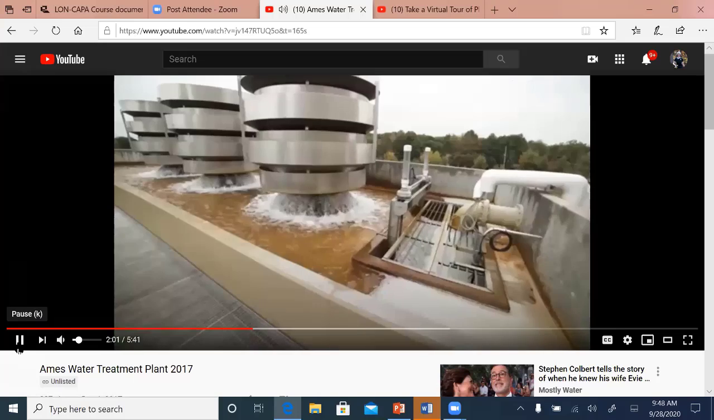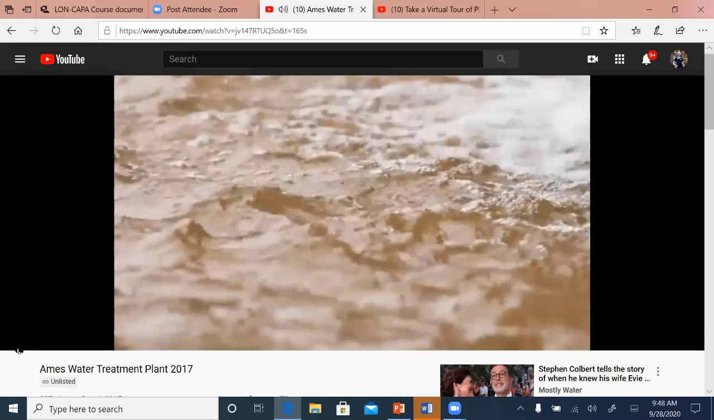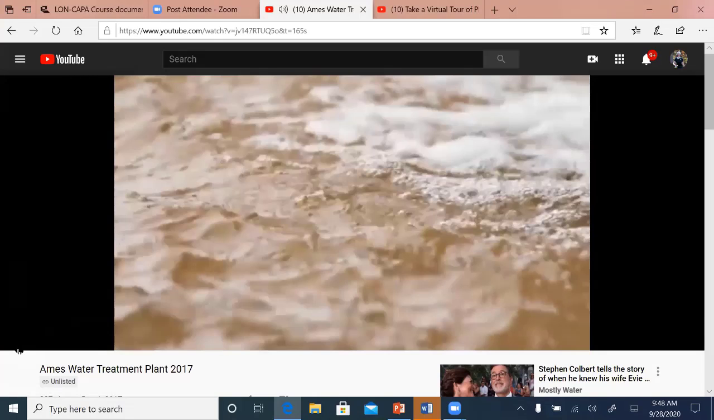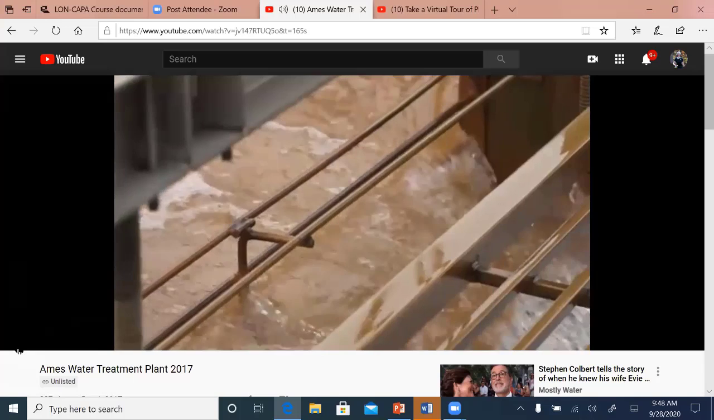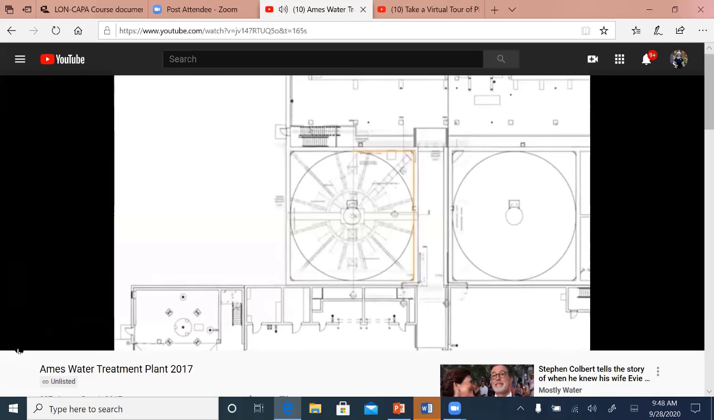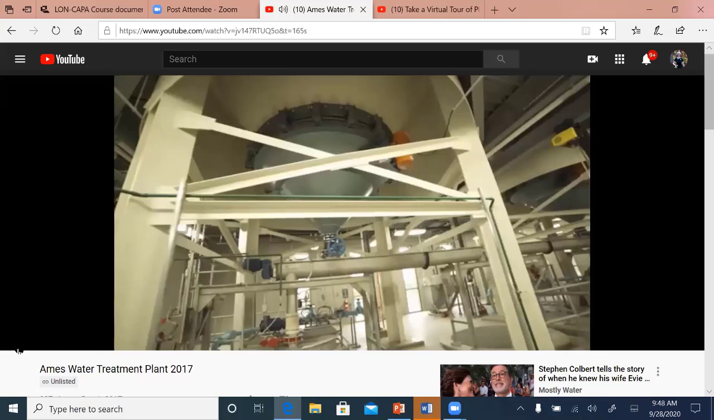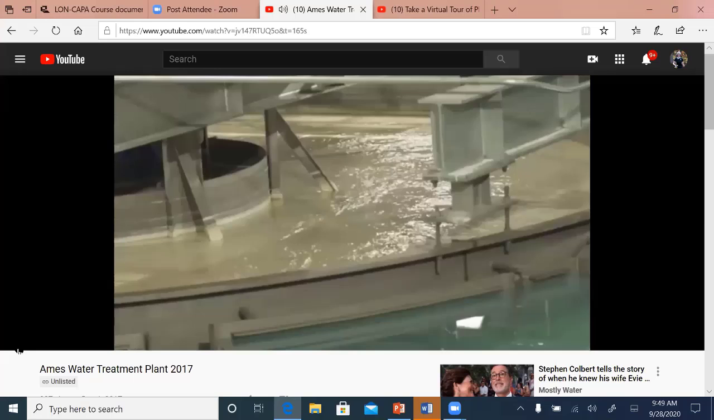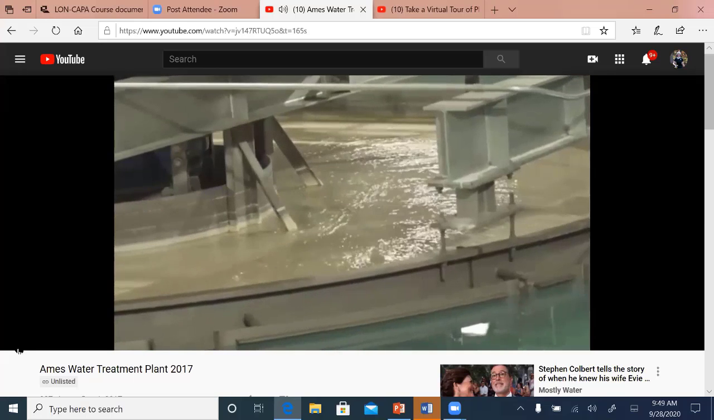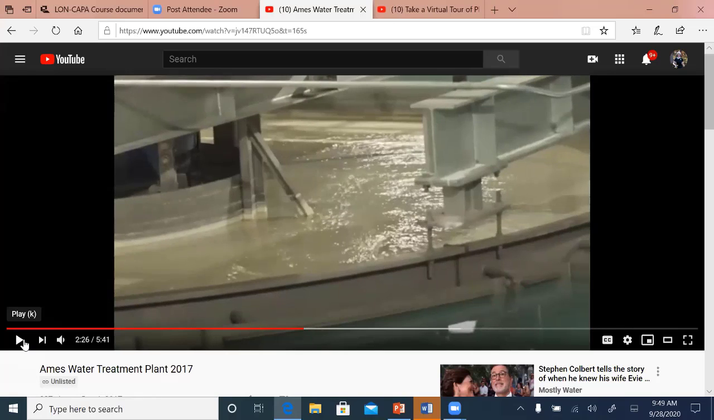Aeration combines the water with oxygen to help iron precipitate out, and it also releases hydrogen sulfide and carbon dioxide gas. The water then proceeds on to the solid contact unit, and this is where the actual softening of the process happens. And the lime is the chemical that actually helps remove calcium and magnesium as it's stirred together with the water. The water then moves on to an upflow clarifier.